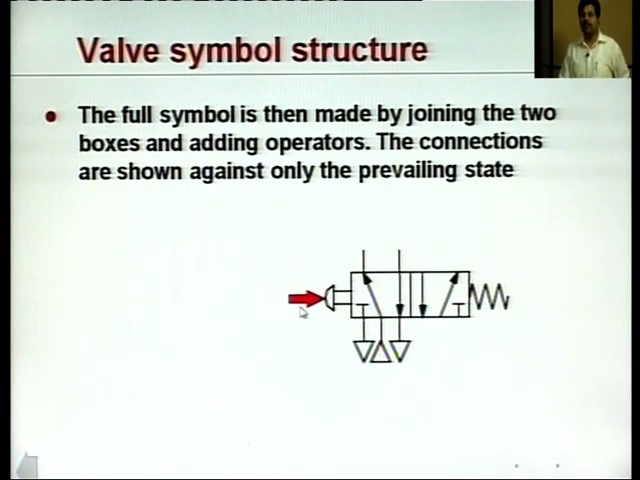When we push this button, this whole system will become operating, and as a result this block gets shifted in this direction. Now, this particular port is connected to exhaust, and this particular port is getting the pressurized fluid.